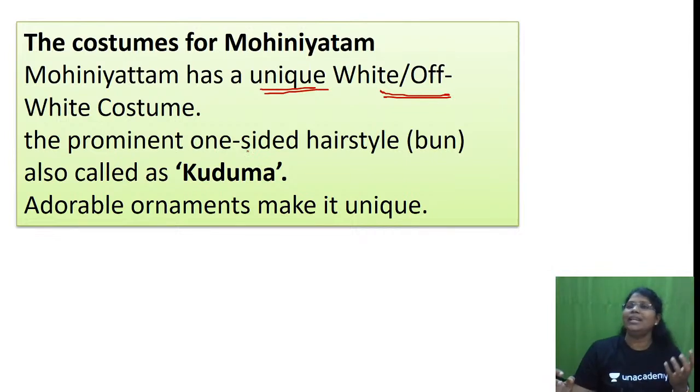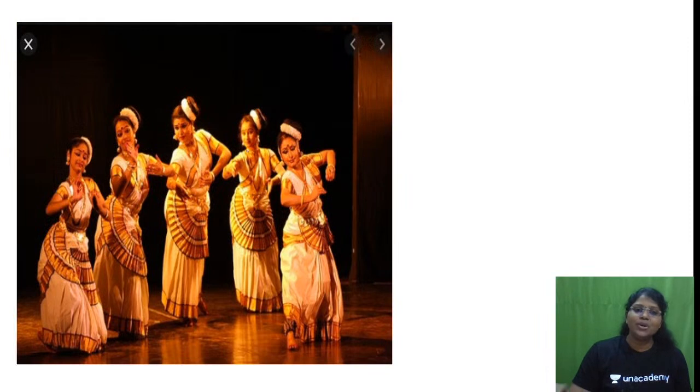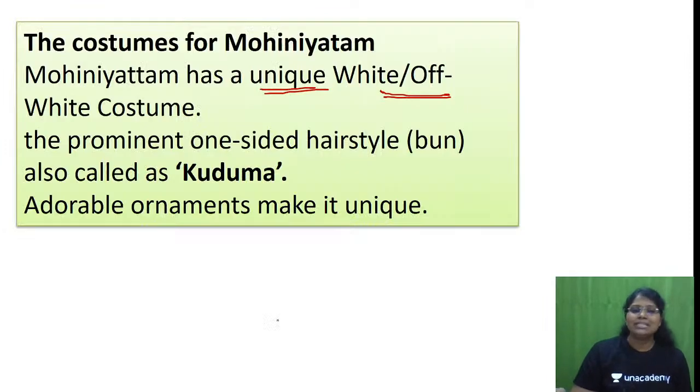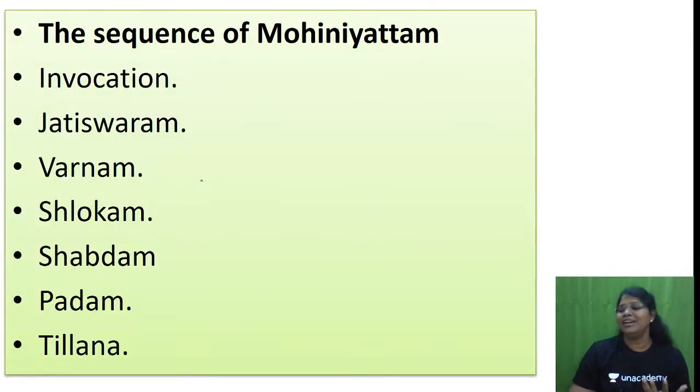The bun for Bharatanatyam, as you saw earlier, will be in the center, at the back. Whereas for Mohiniyattam, it's a side bun. Can you see the side bun? The bun is one-sided and it will be on the side. So the costumes are very important. The one-sided hairstyle bun is called Kuduma. Adorable ornaments make it unique. If you have missed part one, please go and check it. Already we have discussed it in a very detailed manner.